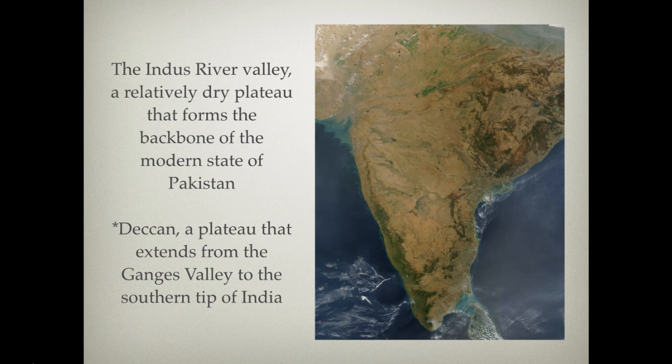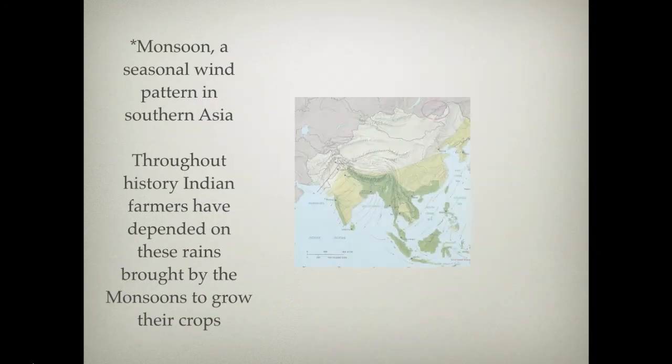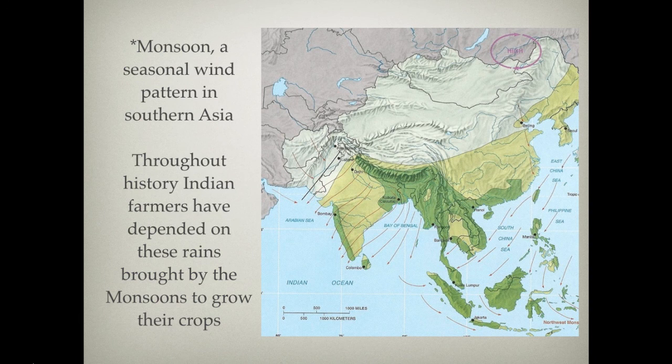Now, you have also the Deccan Plateau, which extends from the Ganges River to the southern tip of India, in that southern portion of the subcontinent, which will have a different kind of historical development over time. Now, one of the major geographical features of the Indian subcontinent is the monsoon. A monsoon is a seasonal wind pattern in Southeast Asia, and throughout history, farmers have depended on these rains brought by monsoons to grow their crops.